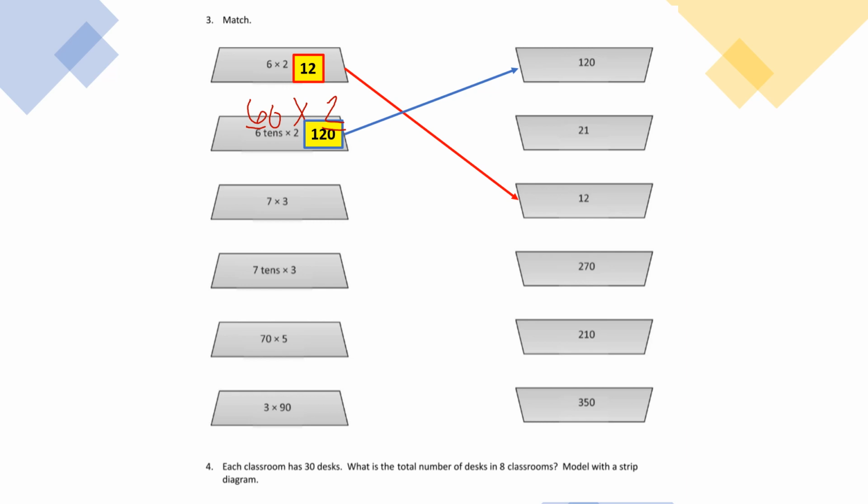The next equation is 7 times 3. Well, we should know that 7 times 3 is 21. And here, all we're doing is drawing a line from this equation to the block with the 21 on it.